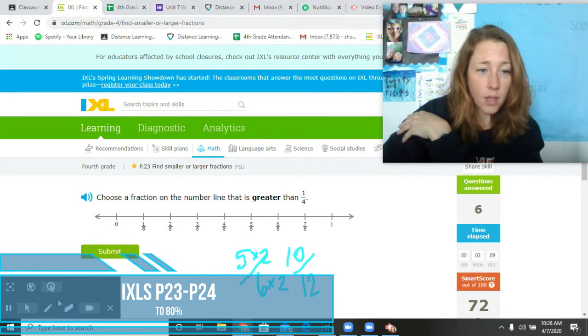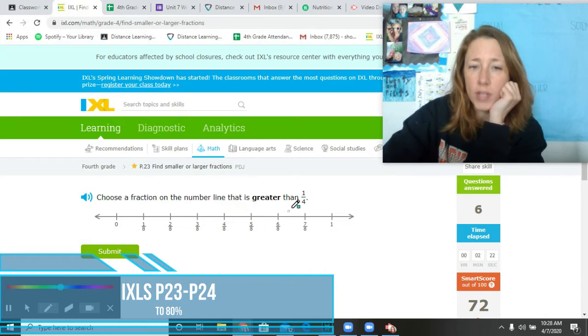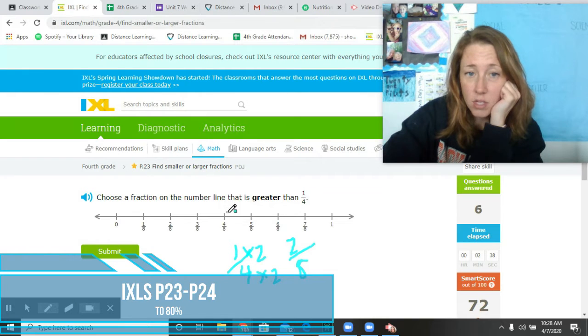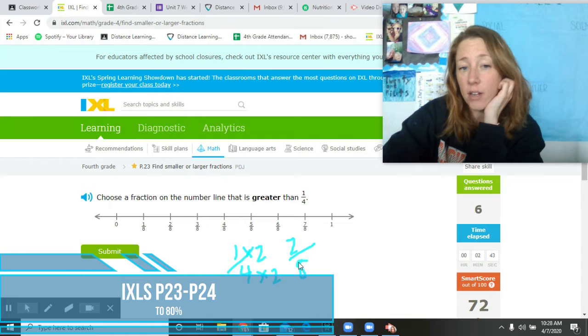Okay. Let's get rid of this. Now one that is greater than 1/4, and this is in eighths again. So I'm going to find the equivalent fraction for 1/4 in eighths. 4 times what gets me to 8? Well, 4 times 2 gets me to 8. So then I take 1 times 2, so 2/8. Anything greater than 1/4 means anything greater than 2/8. So I can pick 7/8.